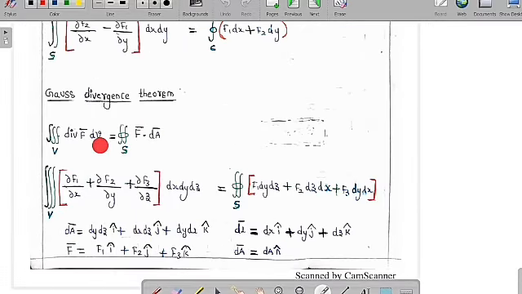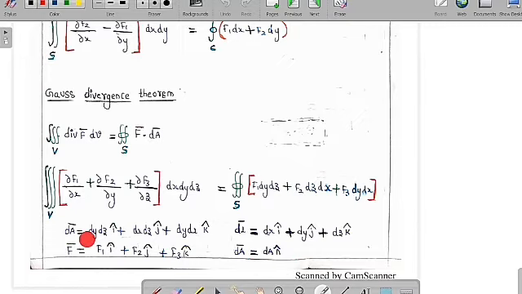Now we are going to learn about the Gauss divergence theorem. Basically this Gauss divergence theorem relates the closed surface with a volume, because only a closed surface can enclose a volume. So the closed surface integral of F bar dot dA bar is equal to the volume integral of divergence of F bar into dV. I have already told you F bar is nothing but F1 i cap plus F2 j cap plus F3 k cap. So dA bar is nothing but dA into n cap.